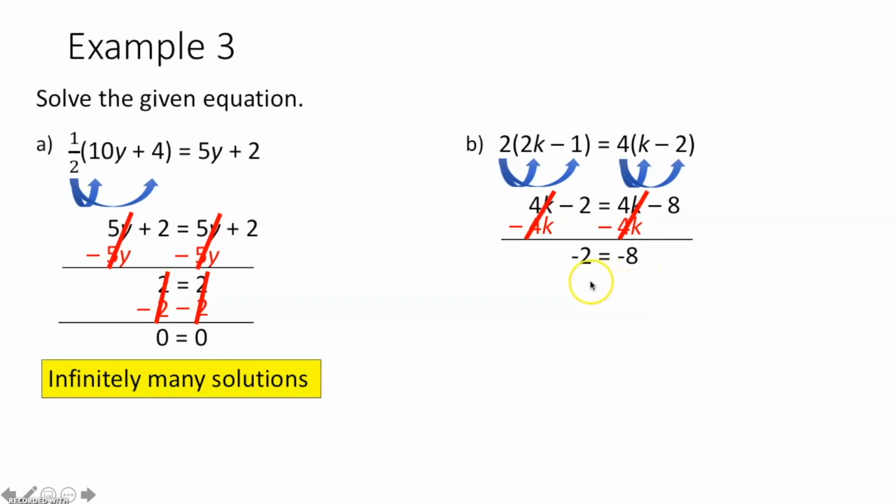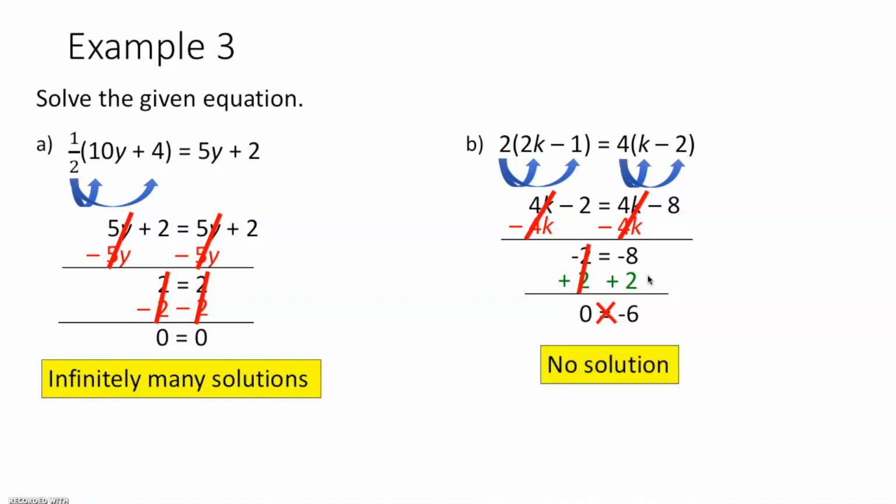But if you needed further clarification, you can add 2 to both sides to get our constants to the right, and we get 0 is equal to negative 6, which it is not. Therefore, your answer is no solution.